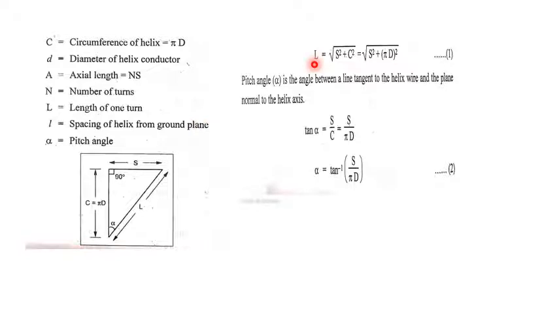Now we can write the expression for the length of one turn. L is equal to square root of S square plus C square, that is equal to square root of S square plus pi d the whole square. Pitch angle is the angle between the line tangent to the helix wire and the plane normal to the helix axis. So tan alpha is equal to S divided by C, where C is equal to pi d. So alpha is equal to tan inverse of S by pi d.